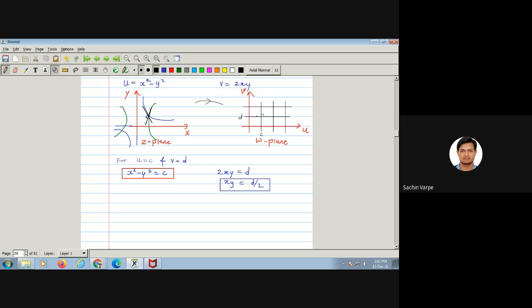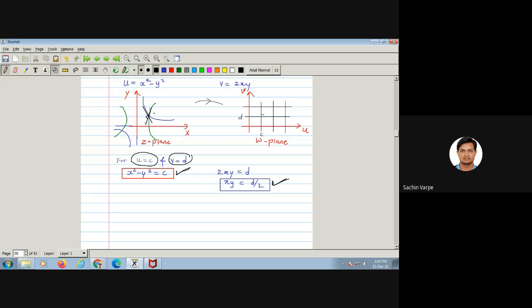Okay. So you can see this u equal to c line maps to what in the z plane? U equal to c lines map to a rectangular hyperbola, x square minus y square is equal to c. And v equal to d line maps to a quadrant hyperbola in the z plane. Is this clear? Let us now check whether the angle is 90 degrees or not mathematically. But geometrically, is it clear to everyone that these lines map to hyperbolas?